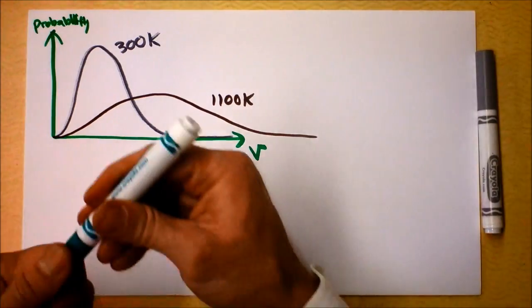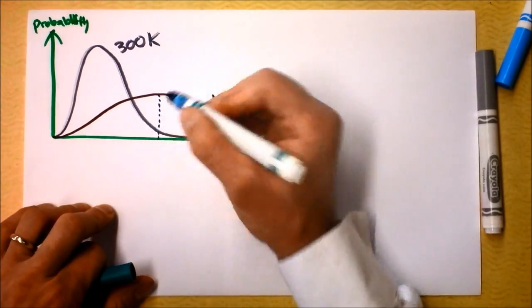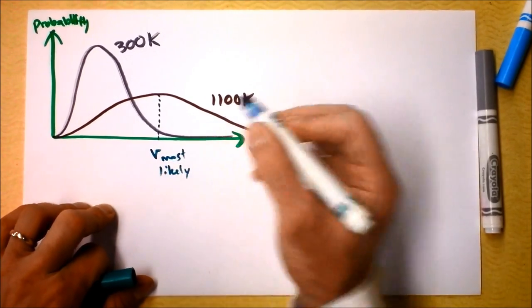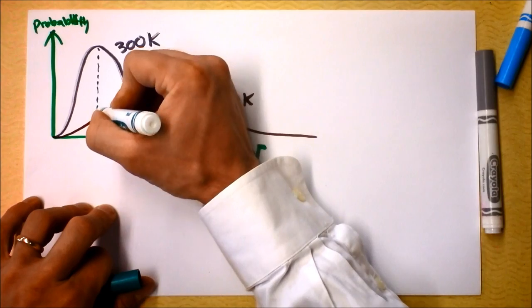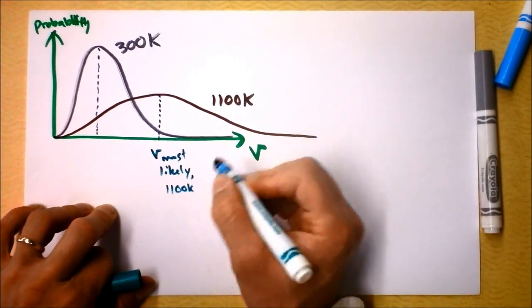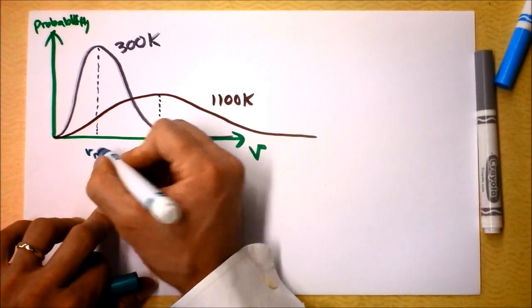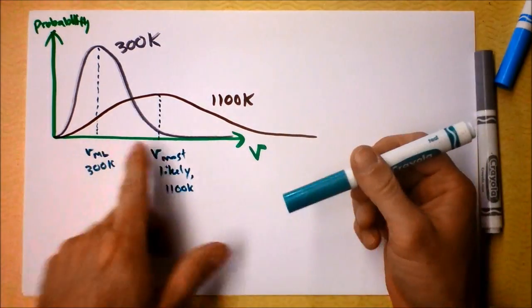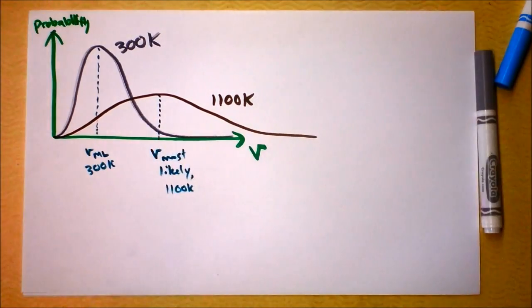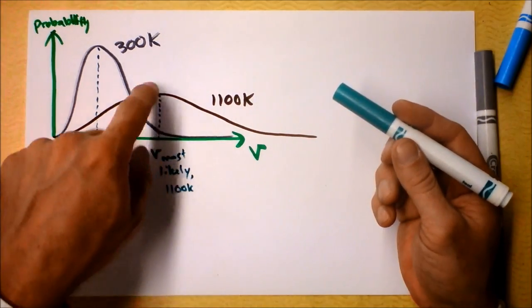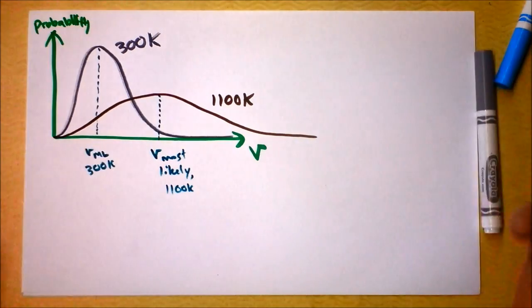So I'll put a dotted line right here and say that this is the most likely speed. We're going to get into all kinds of different kinds of averages. But this is the most likely at 1,100 Kelvin, and this is the most likely at 300 Kelvin. So the most common speed is here, and the most common speed is there. It's probably not the same as the mean, but we can work on that later.